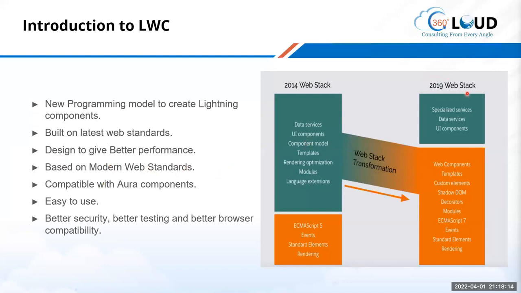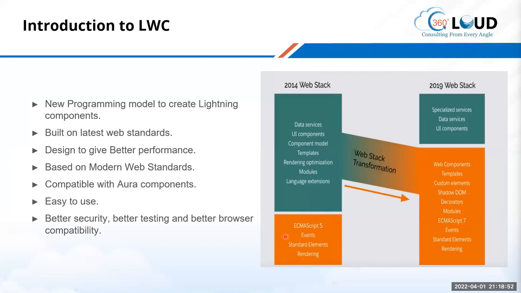So in 2019 web stacks, first we have to understand what was in the 2014 web stack, right? Why did Salesforce come with LWC? Because in 2014, all the key elements that we need to create a component-based framework, or to create UI components, were not part of the web standards. So in 2015, the web standards only had these kinds of things.